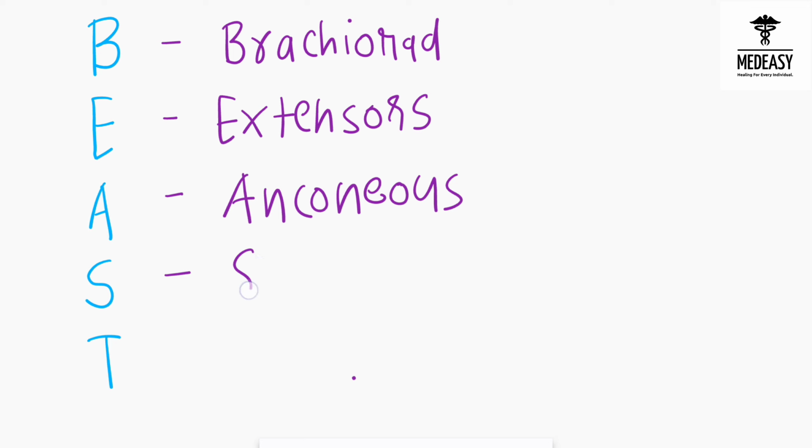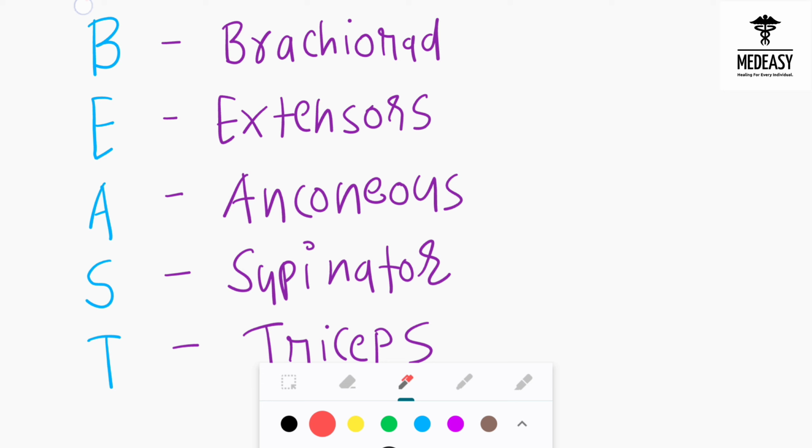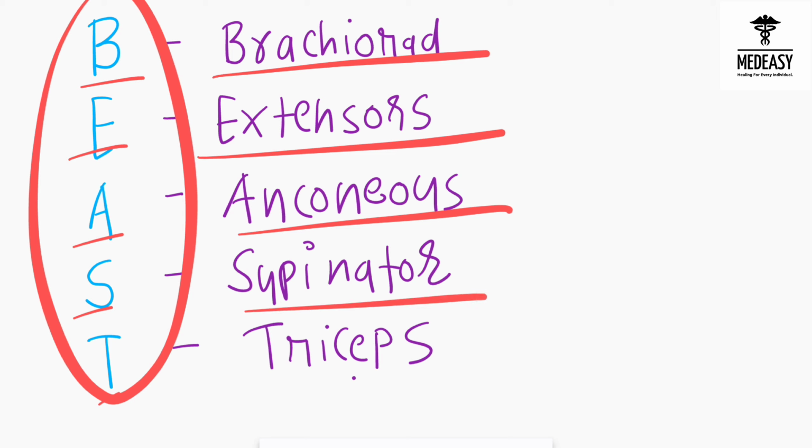Then supinator. S for supinator. And T for triceps. These 5 muscles are supplied by the radial nerve. You can easily remember them by using the mnemonic BEAST. BEAST: Brachioradialis, extensor, anconeus, supinator and triceps.